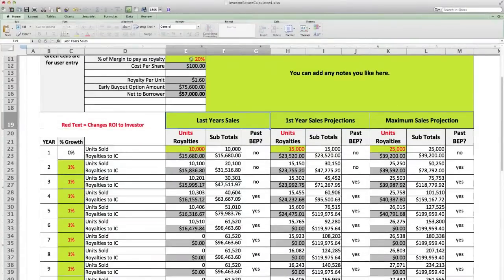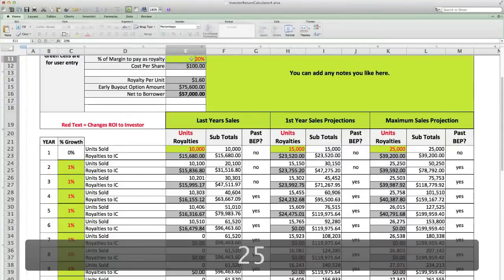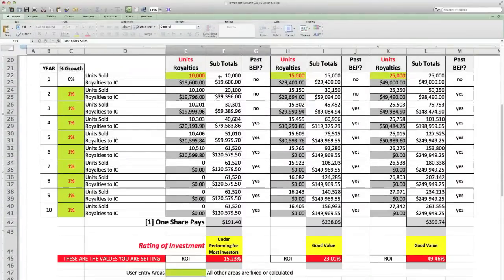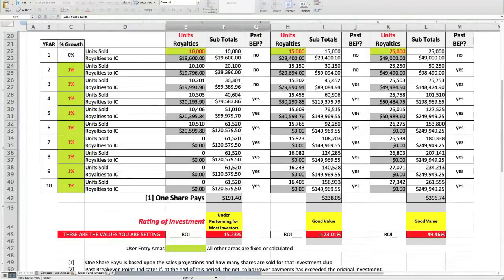So instead of 20%, let's make it 25. And let's take another look. Well, it says if we do what we did last year, I'm going to pay 15% to the investors. But if we do what I think we're going to do, I'm going to pay 23. So that's a pretty good upside.